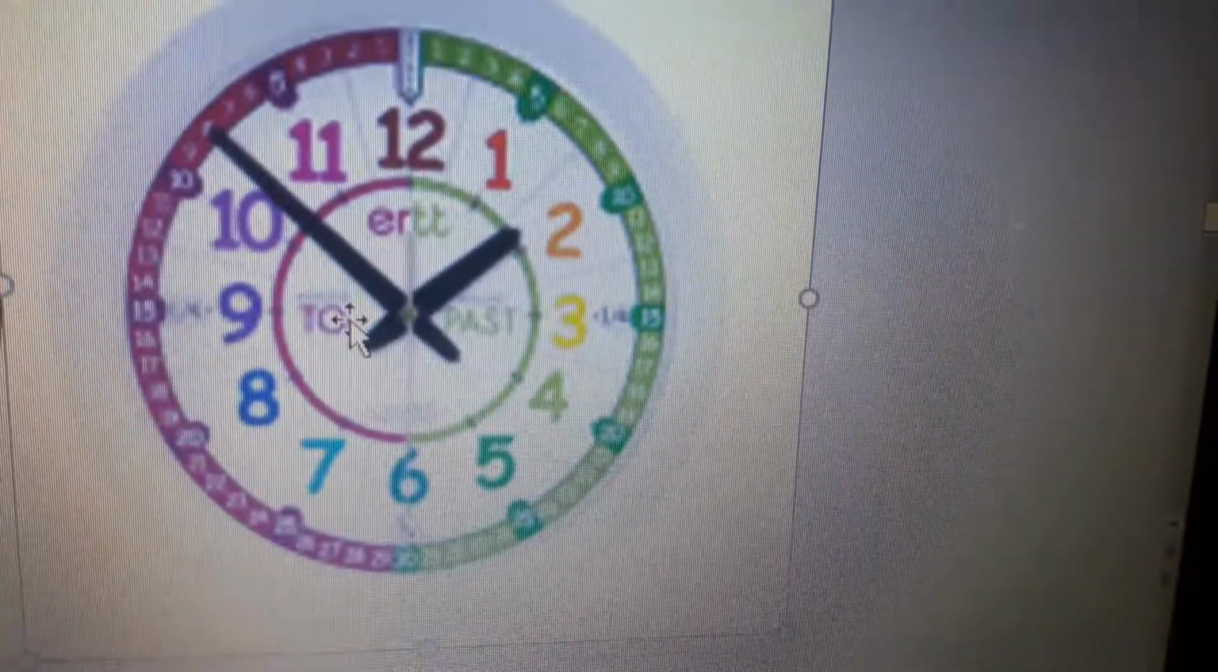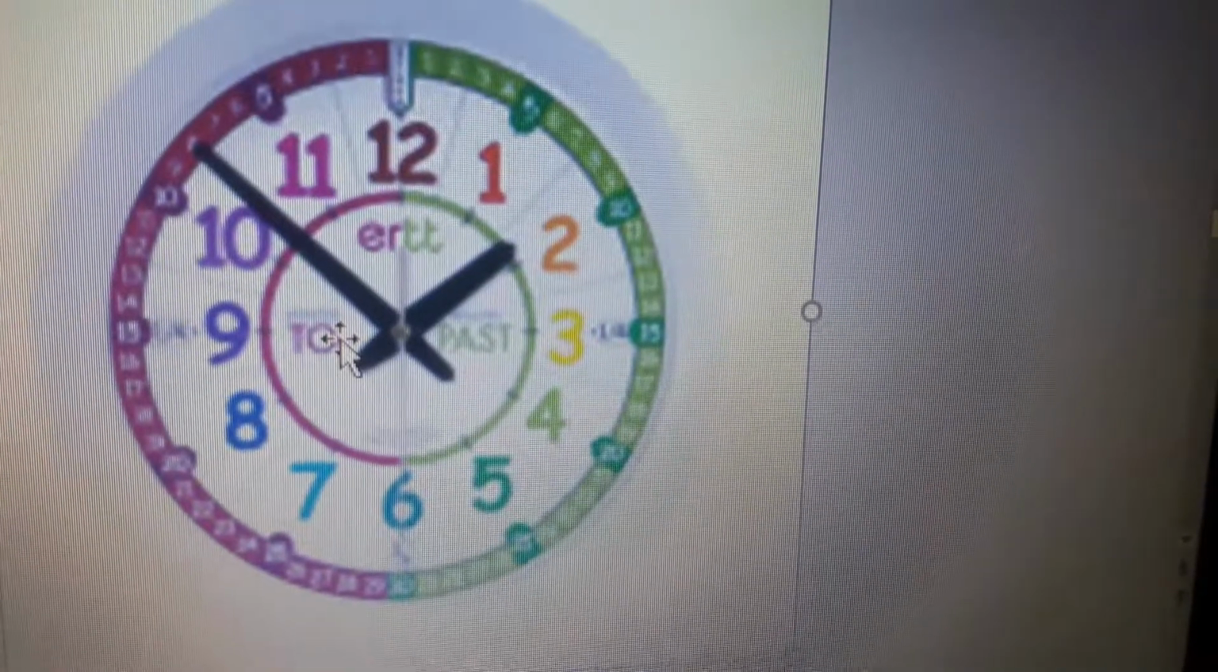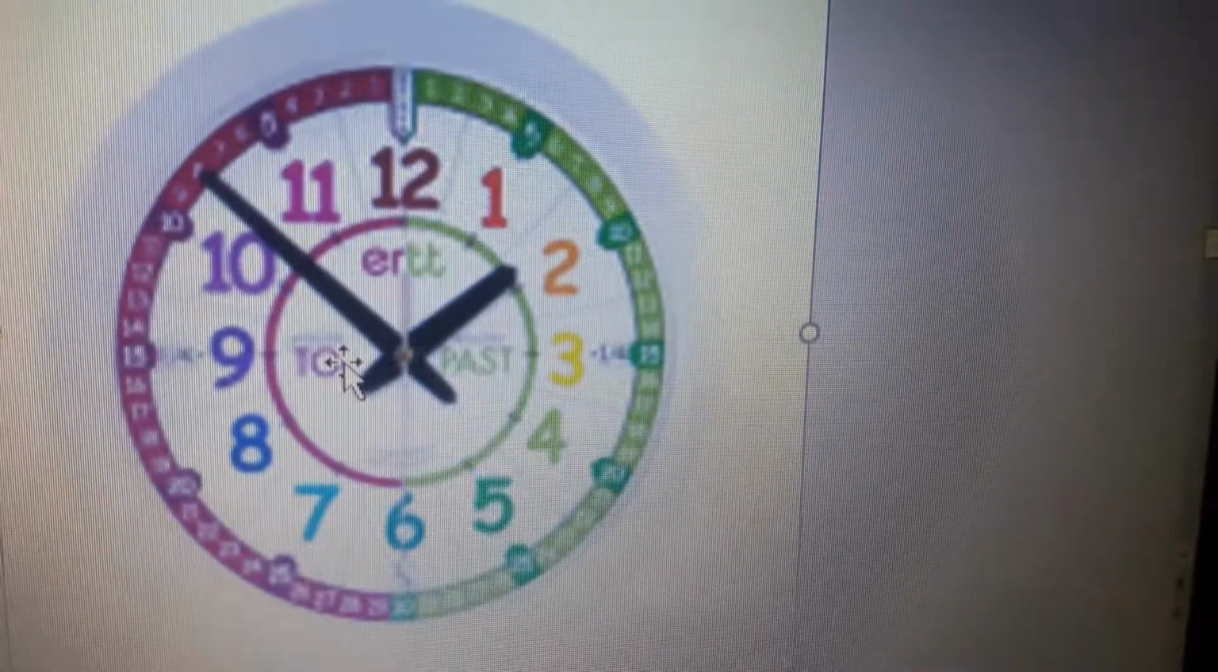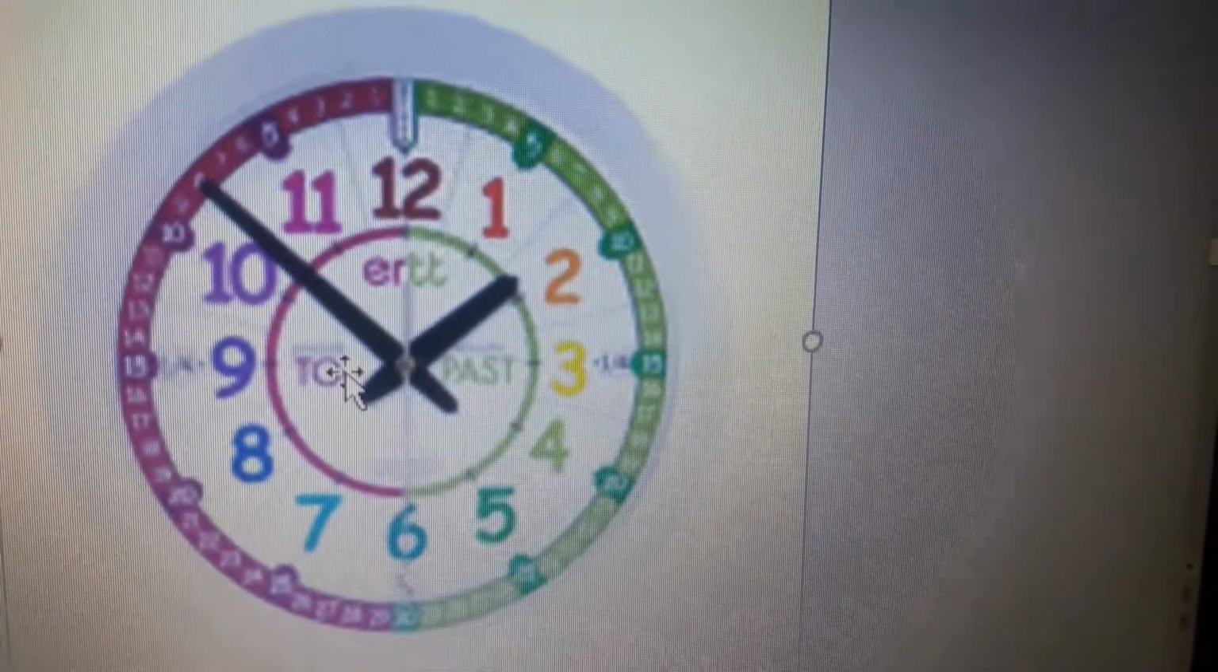Everybody, our lesson today is about time. We are going to use this clock when we are speaking about the analog clock.